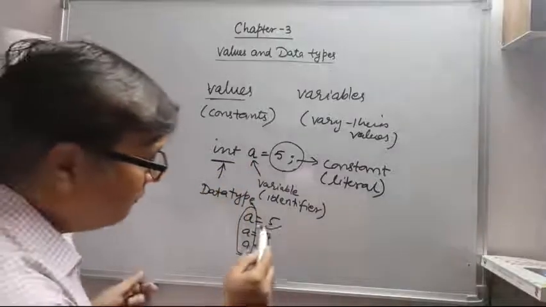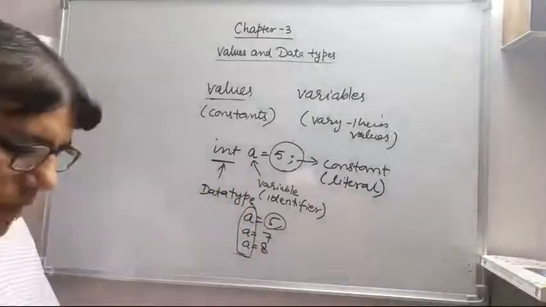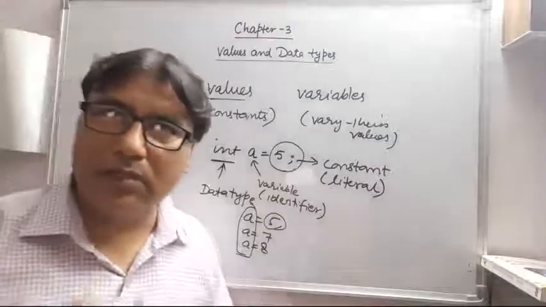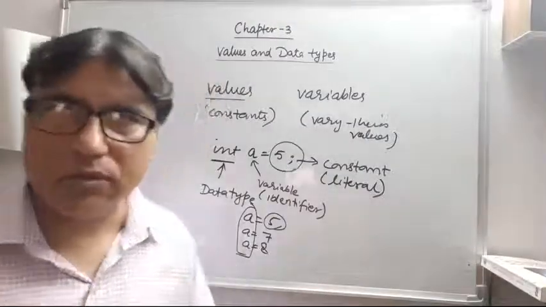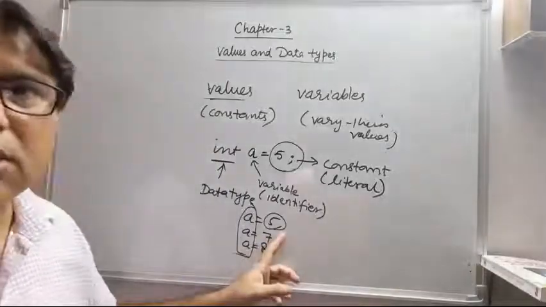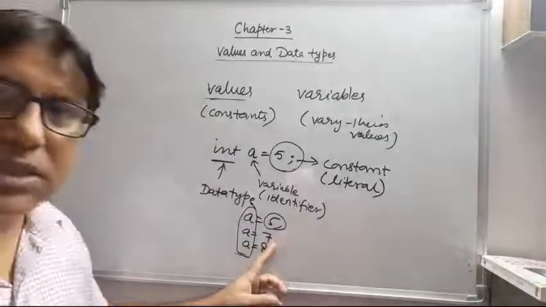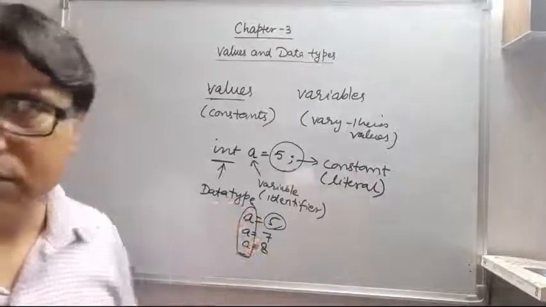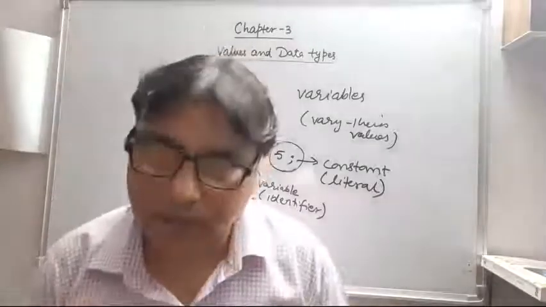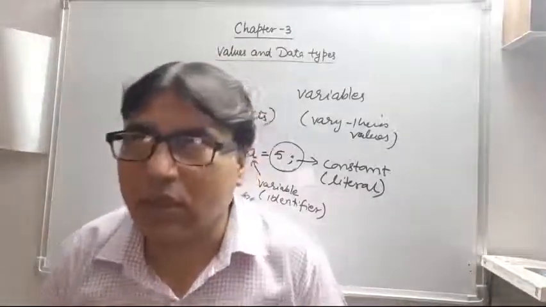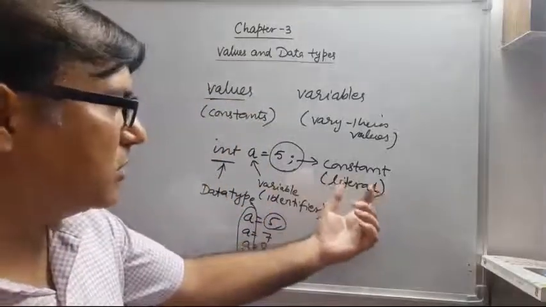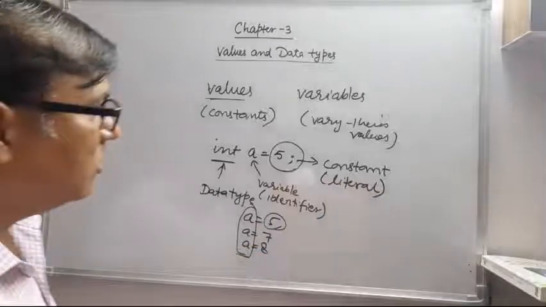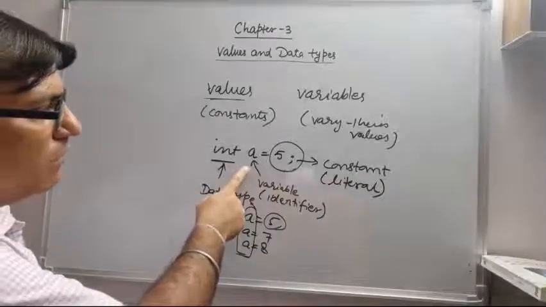Now 5 will remain 5. The value of 5, the identity of 5, will remain 5 in India also, and outside India also. So the value doesn't change. 7 will remain 7, 8 will remain 8 all over the world. So that is why they are called constants or literals.